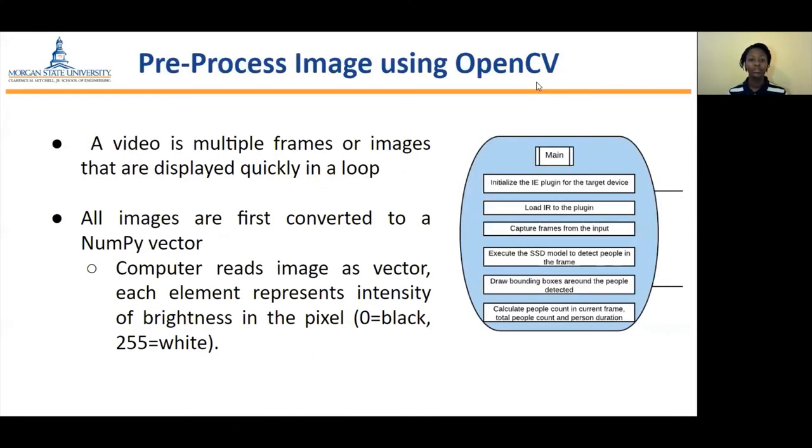After reading the video input, it needs to be pre-processed using OpenCV. OpenCV is a library for computer vision solutions. All a video is, is multiple frames or images that are displayed quickly in a loop. So every single image will first need to be converted into a NumPy vector. The computer will read the image as this vector, and in the vector, each element will represent an intensity of brightness in the pixel, where 0 will equal black, and 255 will equal white.